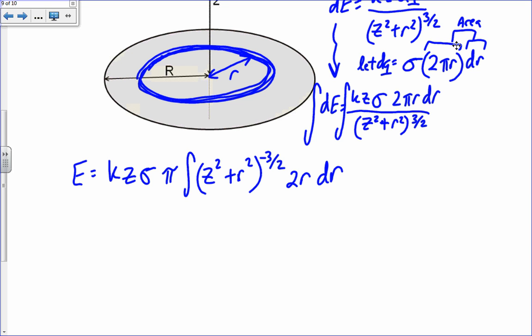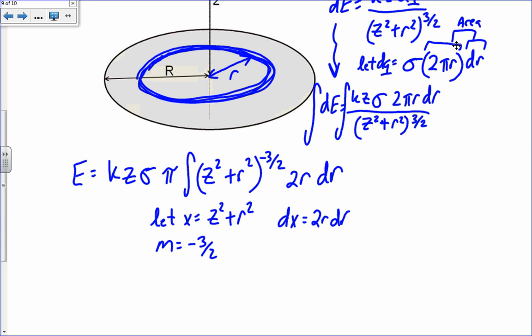I'll show you why I wrote it this way. You don't necessarily know why you should write it this way, but let me show you. I'm going to use substitution. I'm going to let x equal z squared plus r squared, and I'm going to let m equal negative 3 halves. Then dx, which is the derivative of x, is going to be 2r dr. That is, dx dr is 2r, so dx is 2r dr.